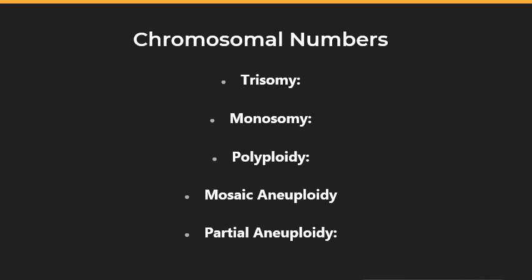Numerical chromosomal abnormalities are typically detected through genetic testing, such as karyotyping or chromosomal microarray analysis. Genetic counseling is often recommended for individuals and families affected by these abnormalities to provide information, support, and guidance regarding potential risk and management options.